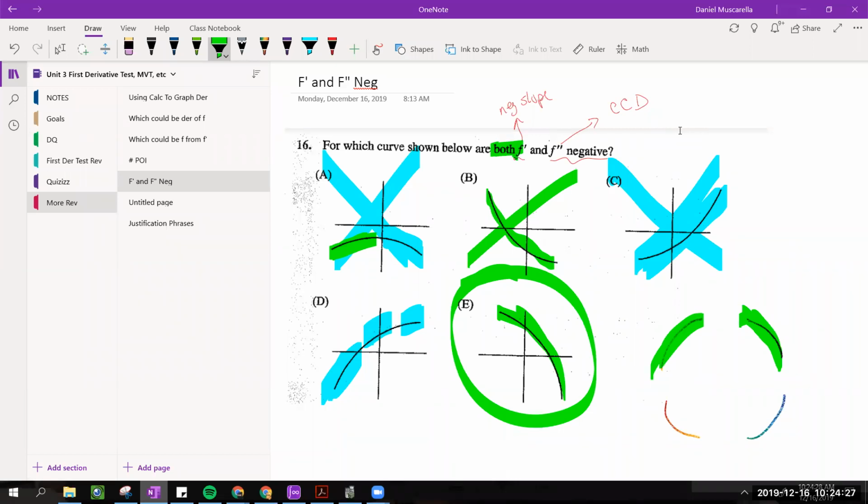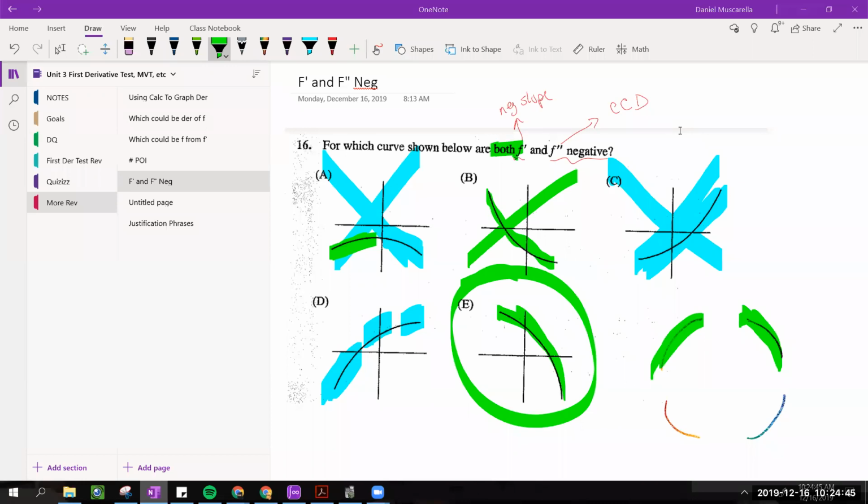So the second derivative's purpose basically is to tell you if it's concave up or concave down. Yeah, that's the main purpose. You can use it to find min and max too, right? Yeah, you could use it to find min and max too, because if it's concave down, then it'd be a max.